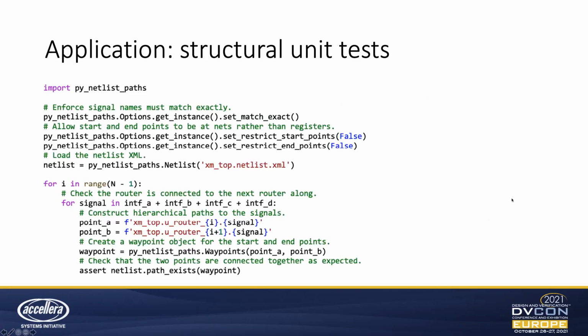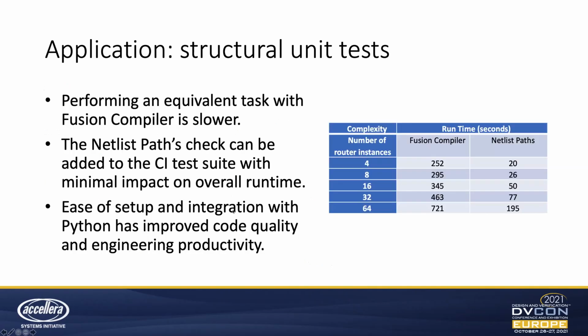The Python to write such a unit test can look something like this. You import Netlist Paths as a Python module, set some options, and load in the netlist XML. Here we're just checking that each router is connected to the next router along. So you look at each of its interfaces, set up what the expected signal names will be, and then use this API call that checks a path exists between those two points. So, simple but effective.